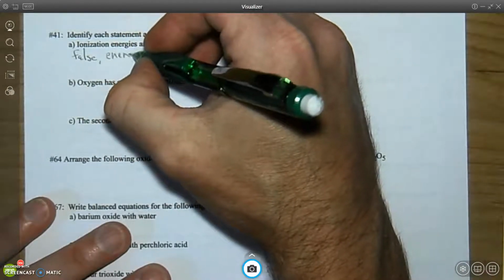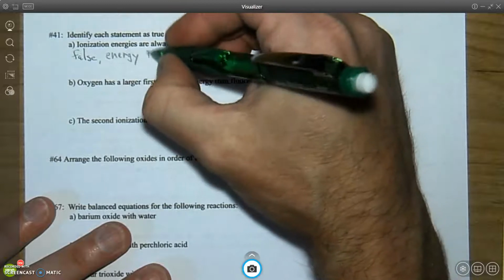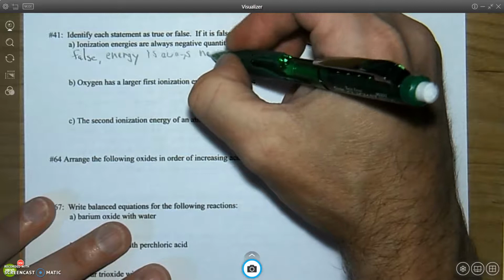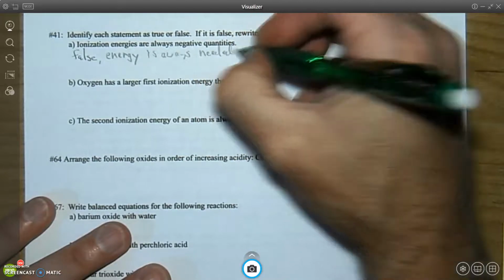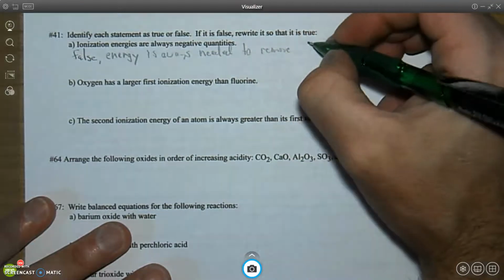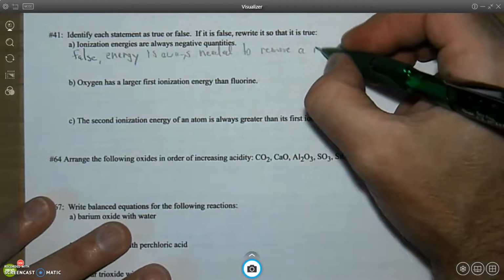According to the definition we talked about a while ago, energy is always required or needed to remove a negative electron.